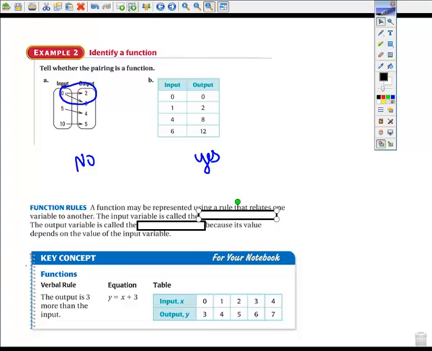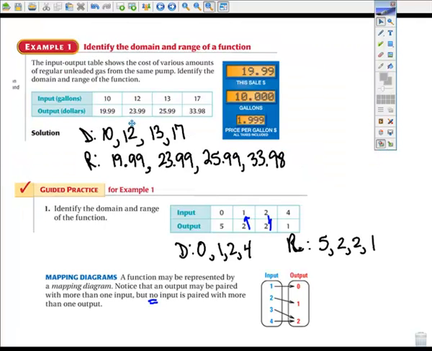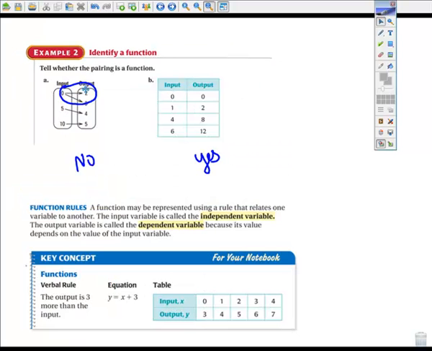The input variable is called the independent variable. The independent variable is what you're inputting. Independent, inputting. The output variable is called the dependent variable, because it depends on what value you input. If we look back here and I want to know, well, what is my output of gas? Well, it depends on what your input of gallons was. So independent, dependent. The output, the dollars, depends on how many gallons you put in.